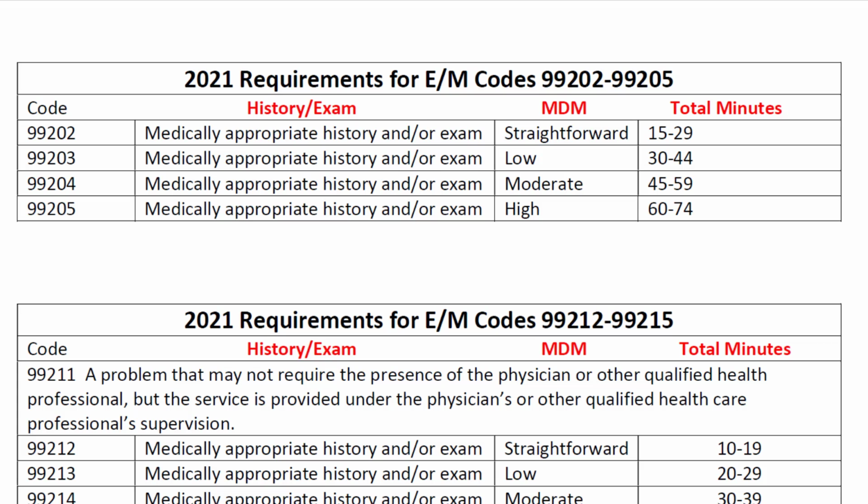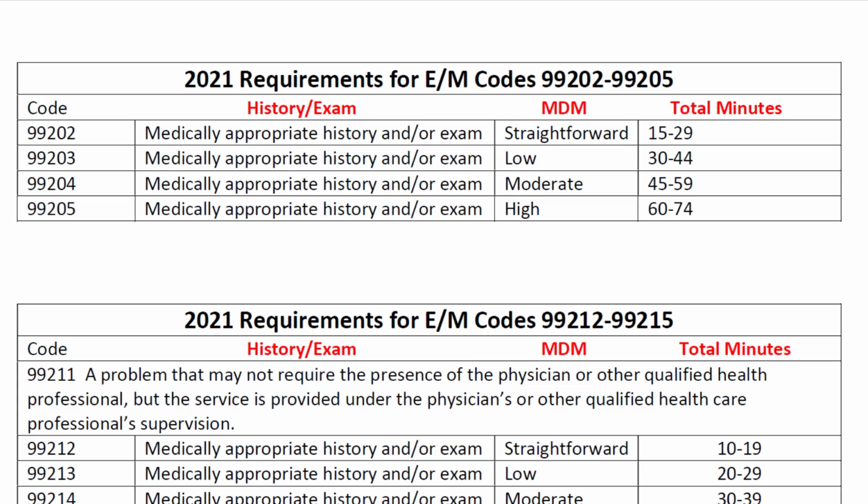Going to give you a brief explanation of the new 2021 E&M code rules. I've broken this down, and once you understand it, it's pretty easy. A couple of things to start off with, though: a number of you were messing up in the past on these E&M codes, thinking that if you spend 30 minutes on the exam, that would count as a 99203, for example.